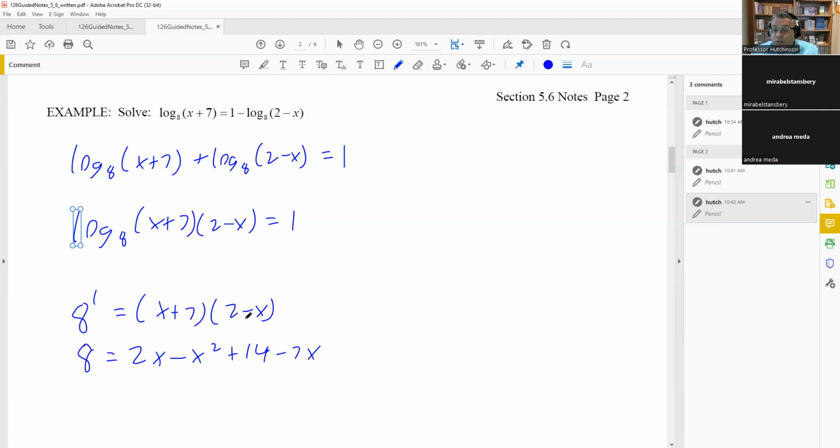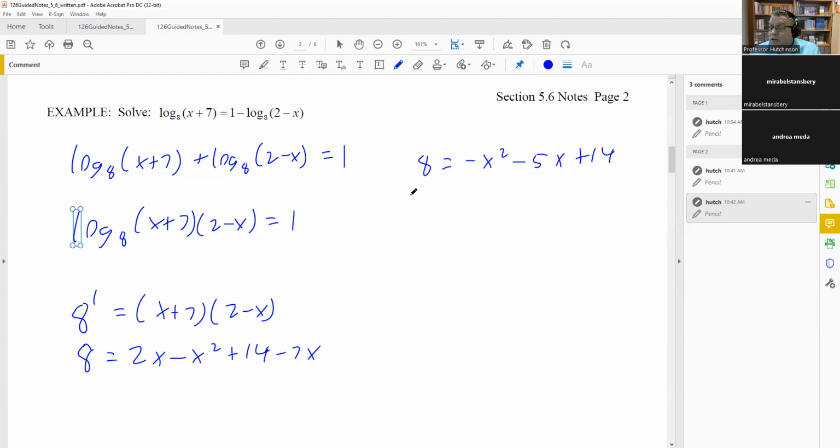Then what I'm going to do is I'm going to simplify. So I have 8 equals, so if I add the like terms, I have negative x squared. I have 2 minus 7 is negative 5x. And I have plus 14. And now you want to get it equal to 0 and then factor. So that's the way you want to do that. So instead of setting x plus 7 equals 8 and 2 minus x equals 8, instead expand it, get it equal to 0, and then factor.